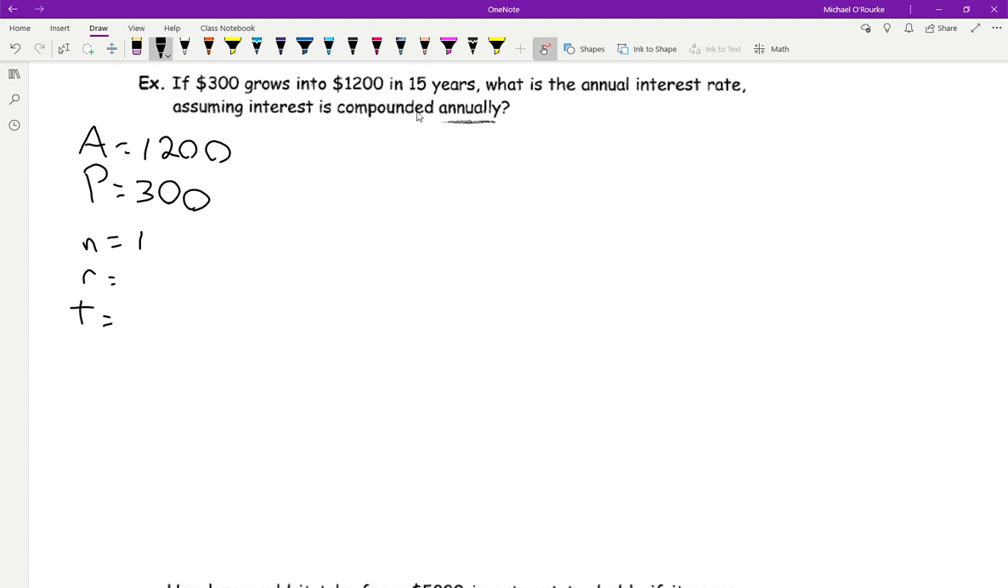What's the rate? Oh, that's what we're looking for. We're looking for the annual rate. So that's going to be our x. Okay. And then, what's the t here? What's our t number? 15. Perfect. Let's plug everything in, as we usually do. I'm going to write down the original formula.